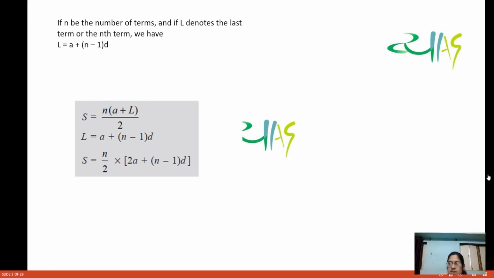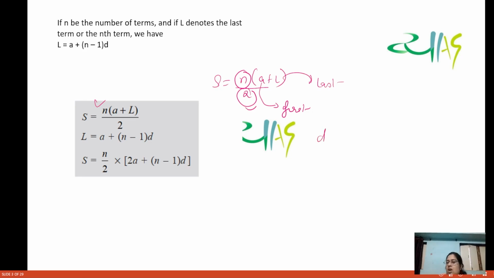Now you have the sum. The sum is given by n times (a plus l) by 2. Here a is the first term of the AP, l is the last term of the AP, n is the number of terms of the AP, and 2 is this.